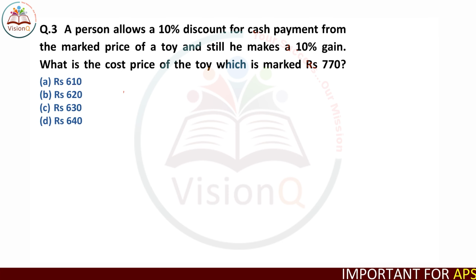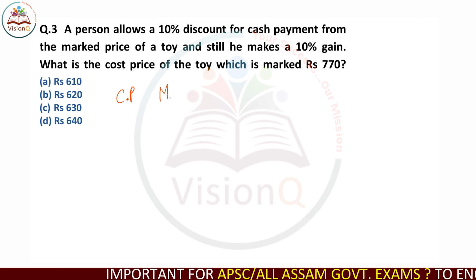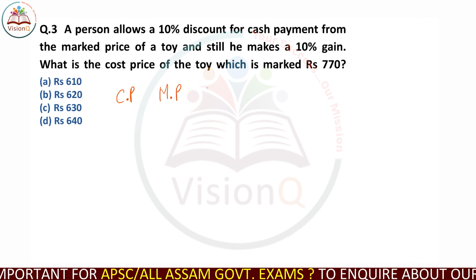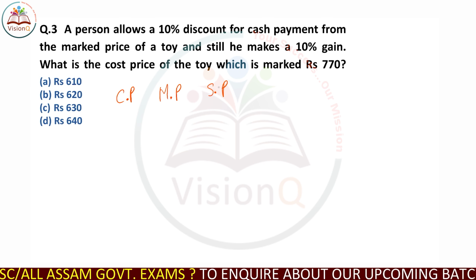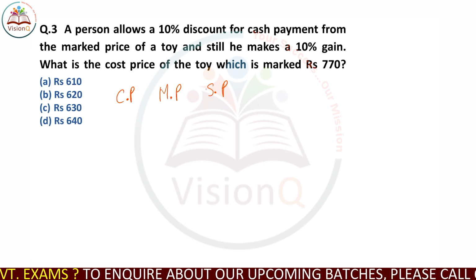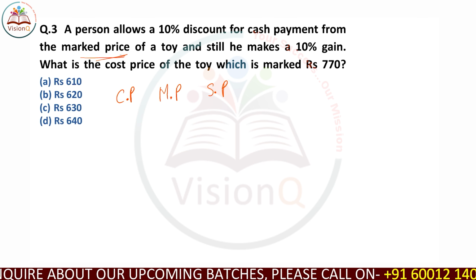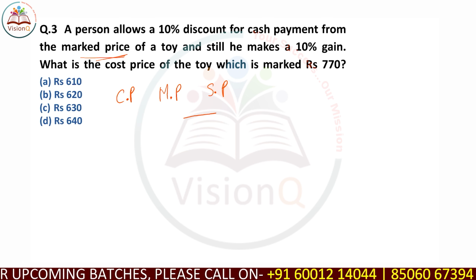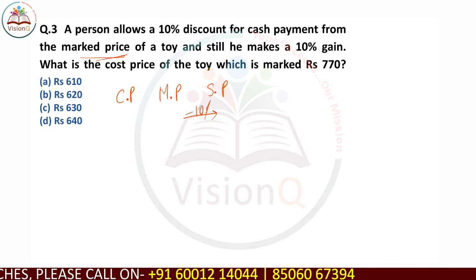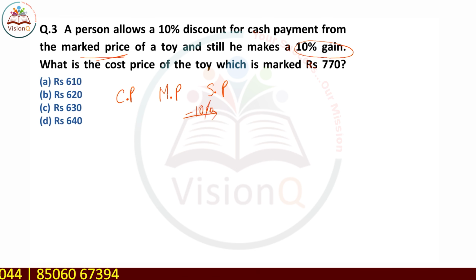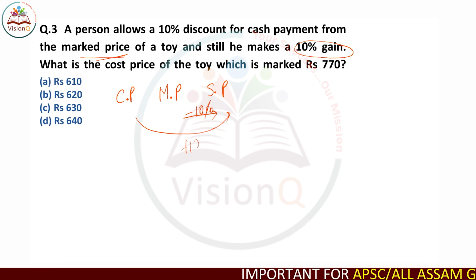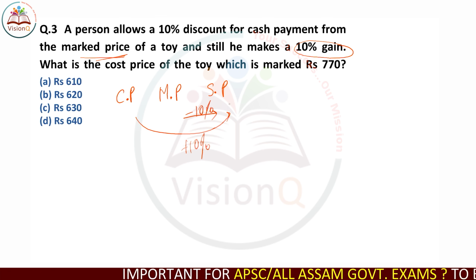There are 3 types of prices: cost price, the price at which an article is purchased; marked price, the MRP of the article; and selling price, the price at which the article is sold. Discount is always given on the marked price. So 10% discount is offered by the person and still he makes a profit or gain of 10%. Now profit or loss is always found on the cost price. So there is an increase of 10% from cost price to selling price.